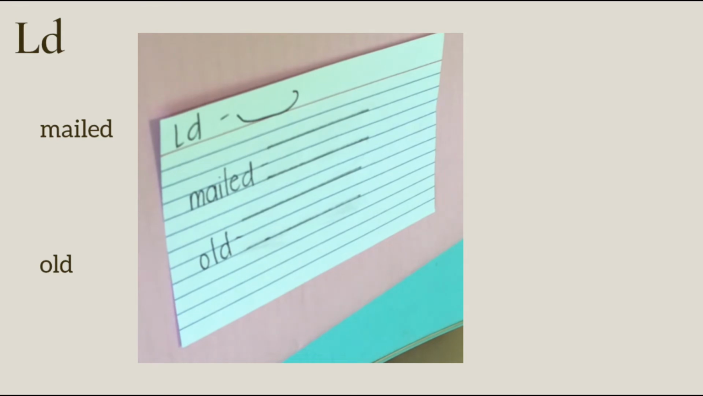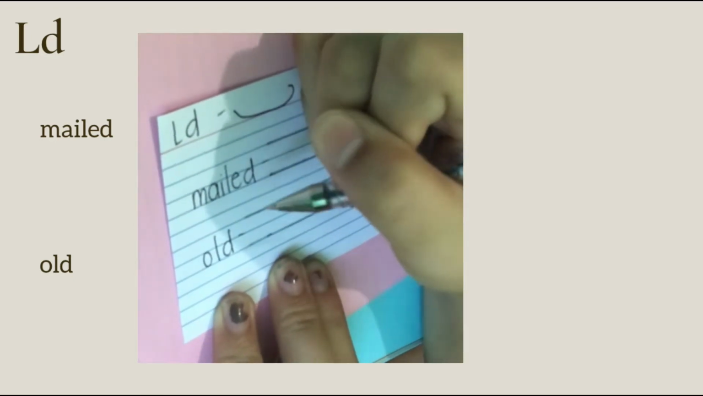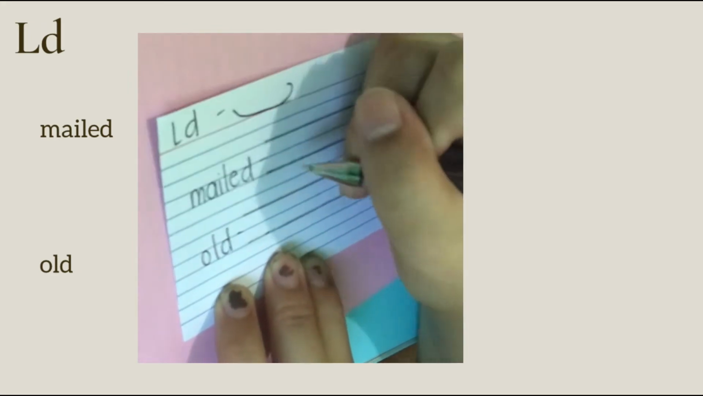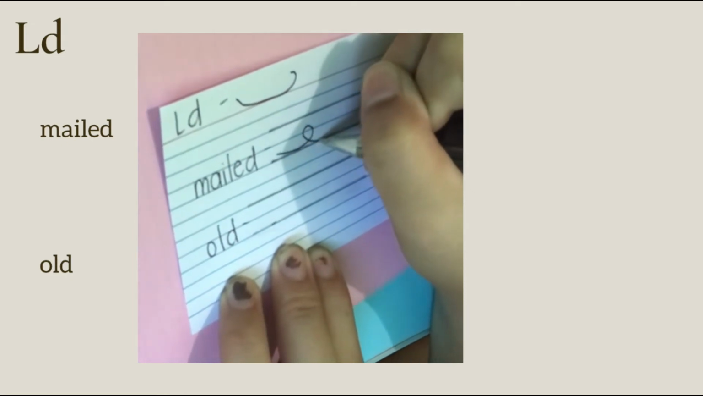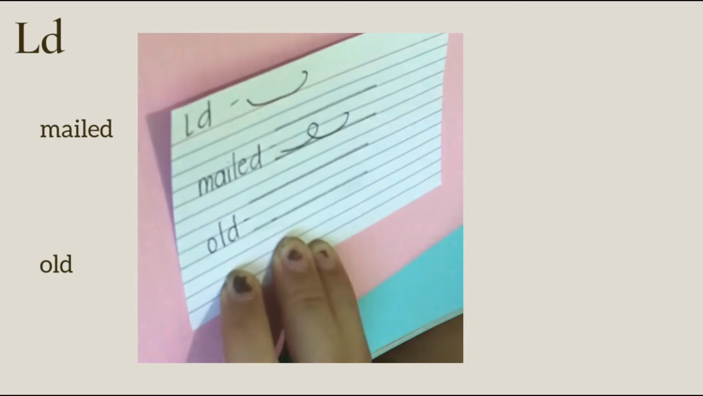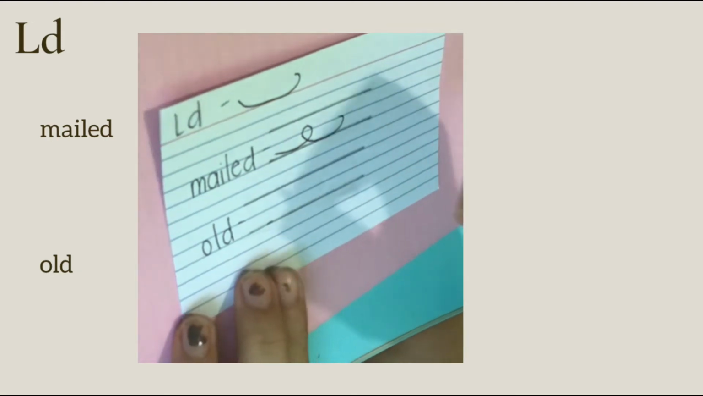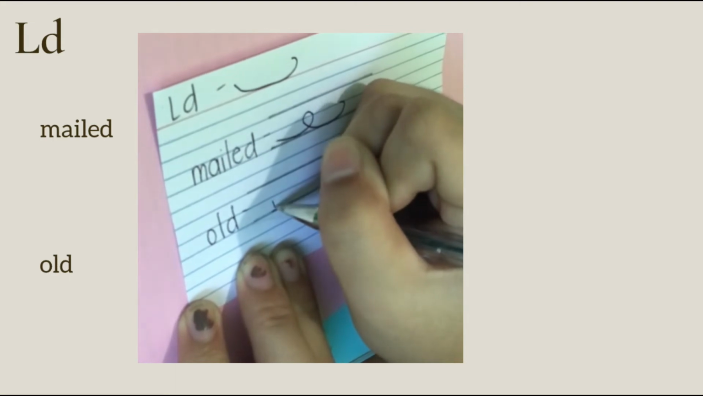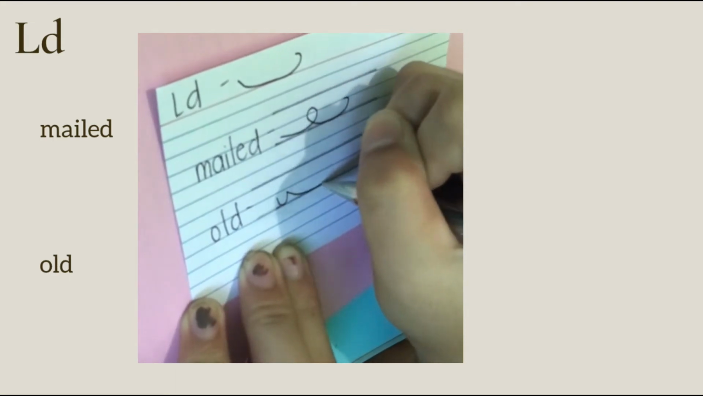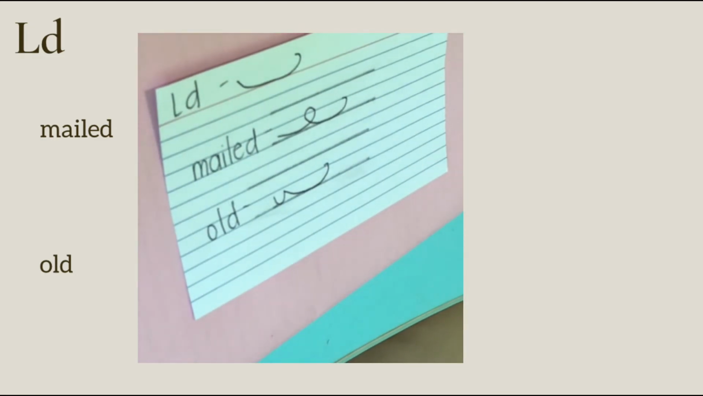So let's proceed to the example words of LD. First word is mailed. So we have here the sounds of M, A, and LD combination. That's the stroke of mailed. Next word is old. So we have here the sound of O and LD combination. That's the stroke of old.